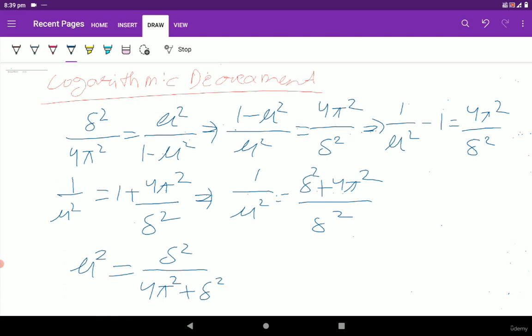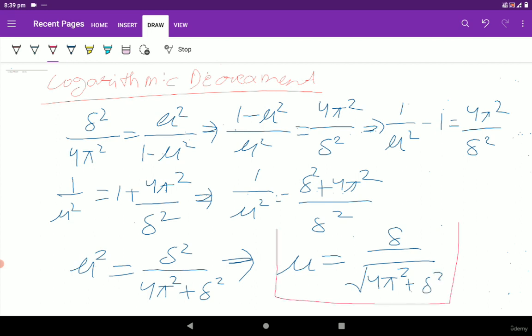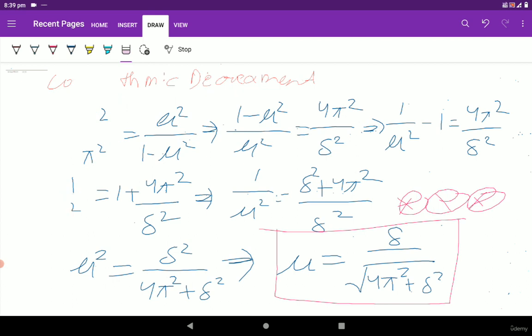After further solving, we get what we are seeking, that is, the damping factor is equal to del upon the square root of 4 pi square plus del square. This is the relation we are seeking, which is an important relation. Now moving forward, keep these in mind. Let me read this first.